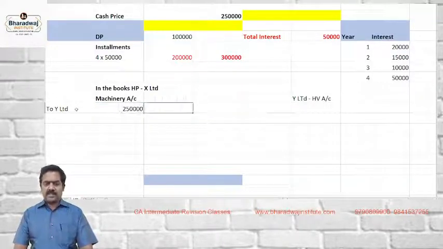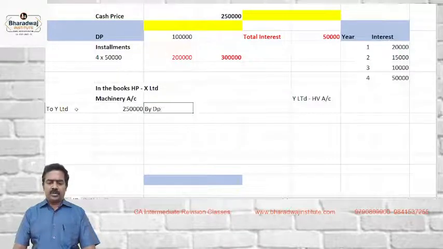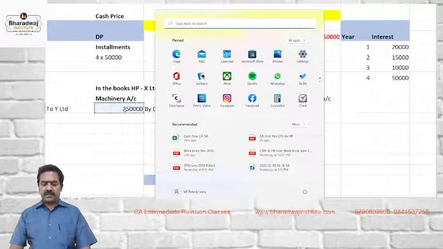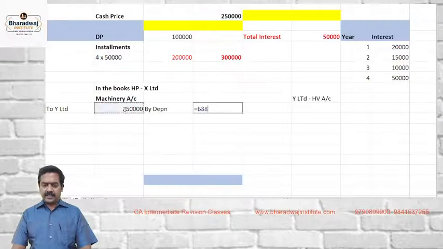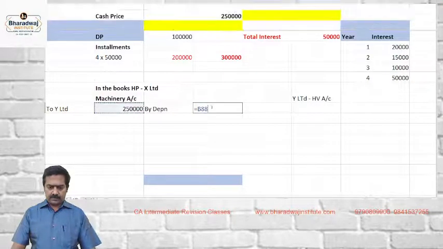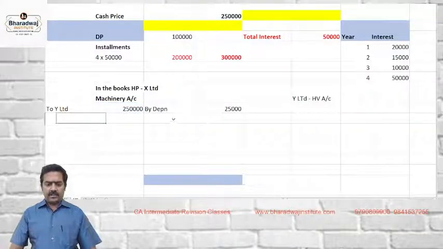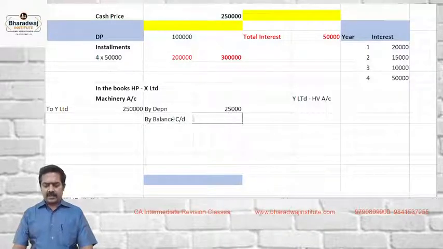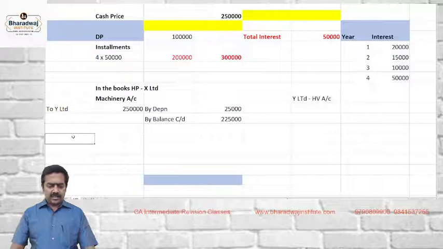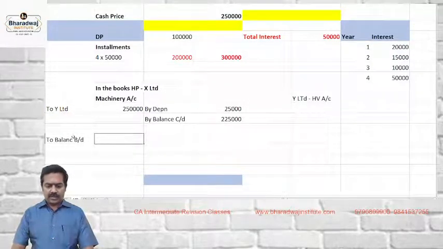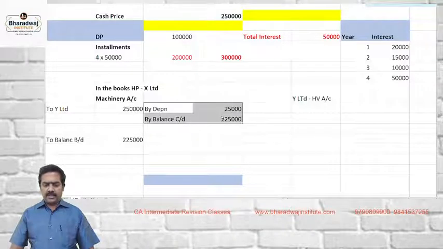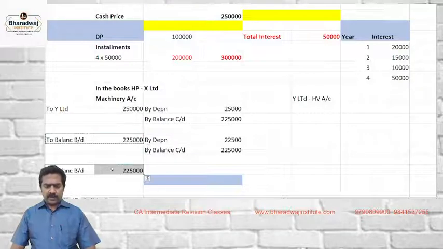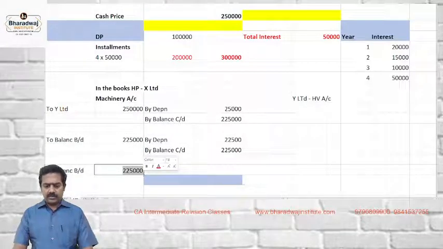Cash price is the cost of the asset. Every year what will come? Don't waste time in copying. By depreciation, how much percentage is given? 10% SLM. 10% by balance carried down. What is the balance carried down? 2,25,000. Next year, to balance brought down 2,25,000. Then by depreciation, by balance carried down like that, you will continue for 4 years. So this will be 2 lakhs.